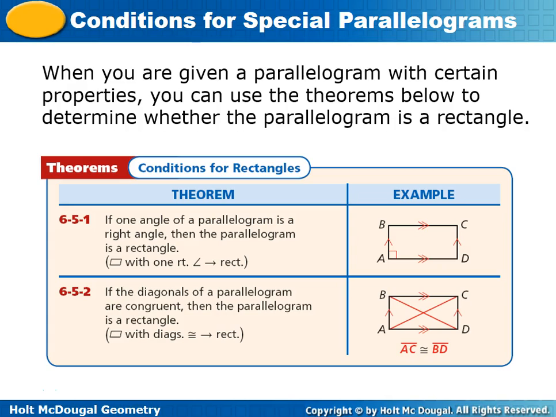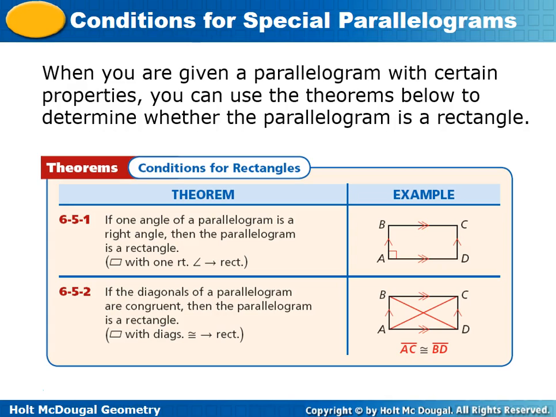When you're given a parallelogram with certain properties, you can use the theorems below to determine whether the parallelogram is a rectangle. So if one angle of a parallelogram is a right angle, then the parallelogram is a rectangle. Remember, the first condition here is that it's a parallelogram. Obviously, that's because if angle A is a right angle, then angle C is a right angle because they're opposite angles in a parallelogram.